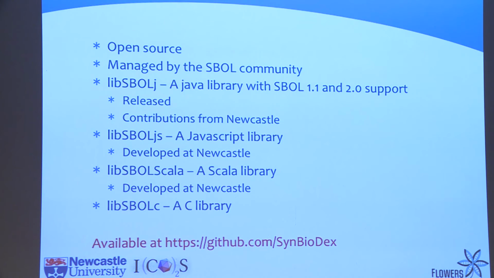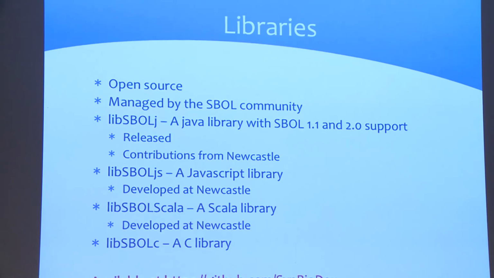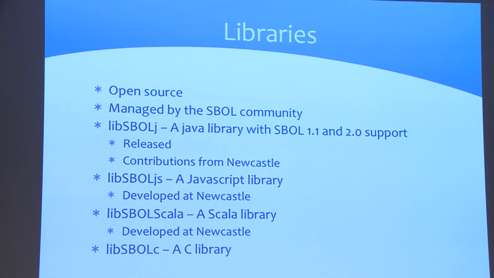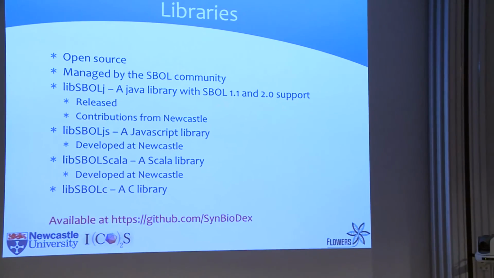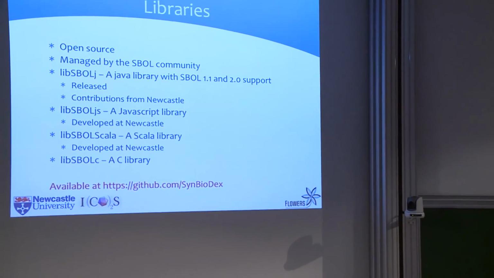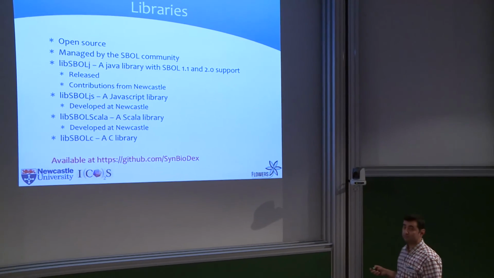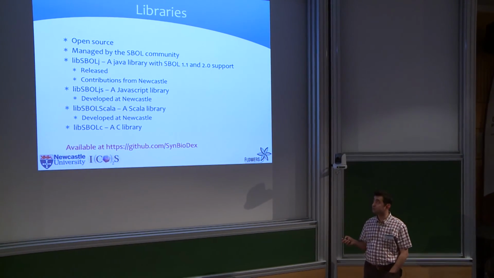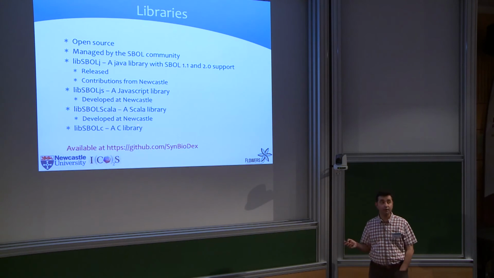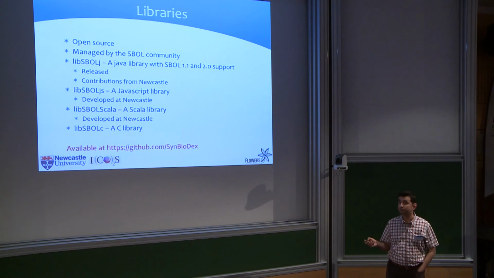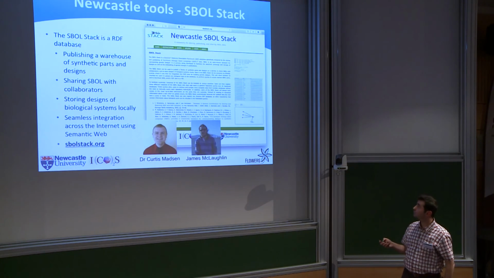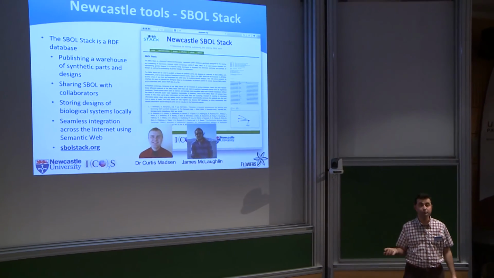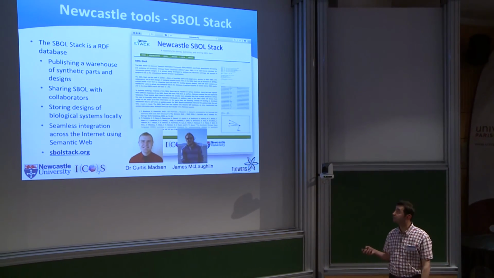There are SBOL libraries, all open, so you can reuse them. They are all available at github.com/symbiodex. The most mature of them is libSBOLj, a Java library with support for SBOL 1 and SBOL 2. At Newcastle, we have also been developing a JavaScript version and a Scala version. And the C library, as far as I know, is about to be released maybe in two months' time by Herbert Sauro's group. You can also contribute to these tools if you have time and if you want to.